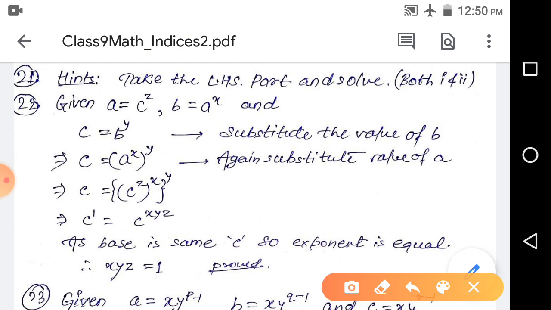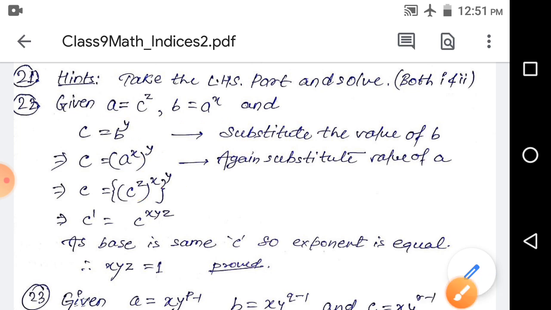The condition is given here, the values are given as a equals b to the power c to the power z, b equals a to the power x, and c equals b to the power y. Now for this b we can substitute the value of b as a to the power x, so this b becomes a to the power x and whole to the power y, as here we have power y. Now for a we can substitute again c to the power z, and a has the power x, so c to the power z whole power x and whole over power y.